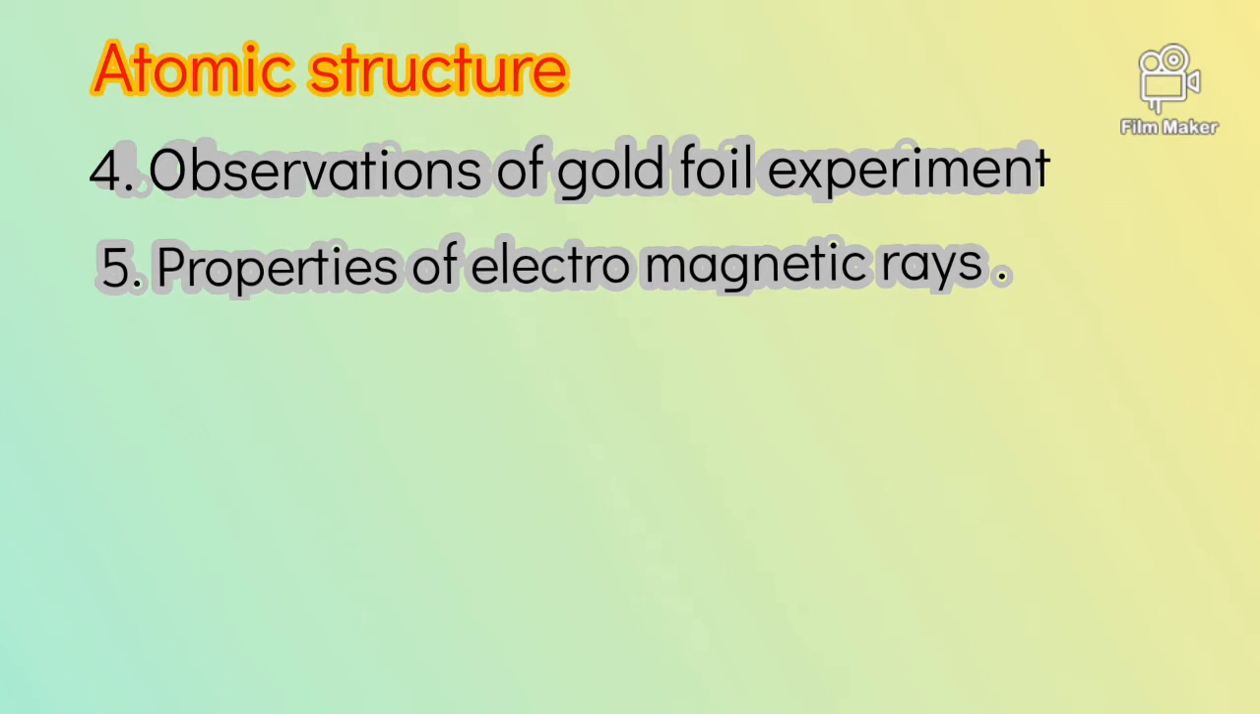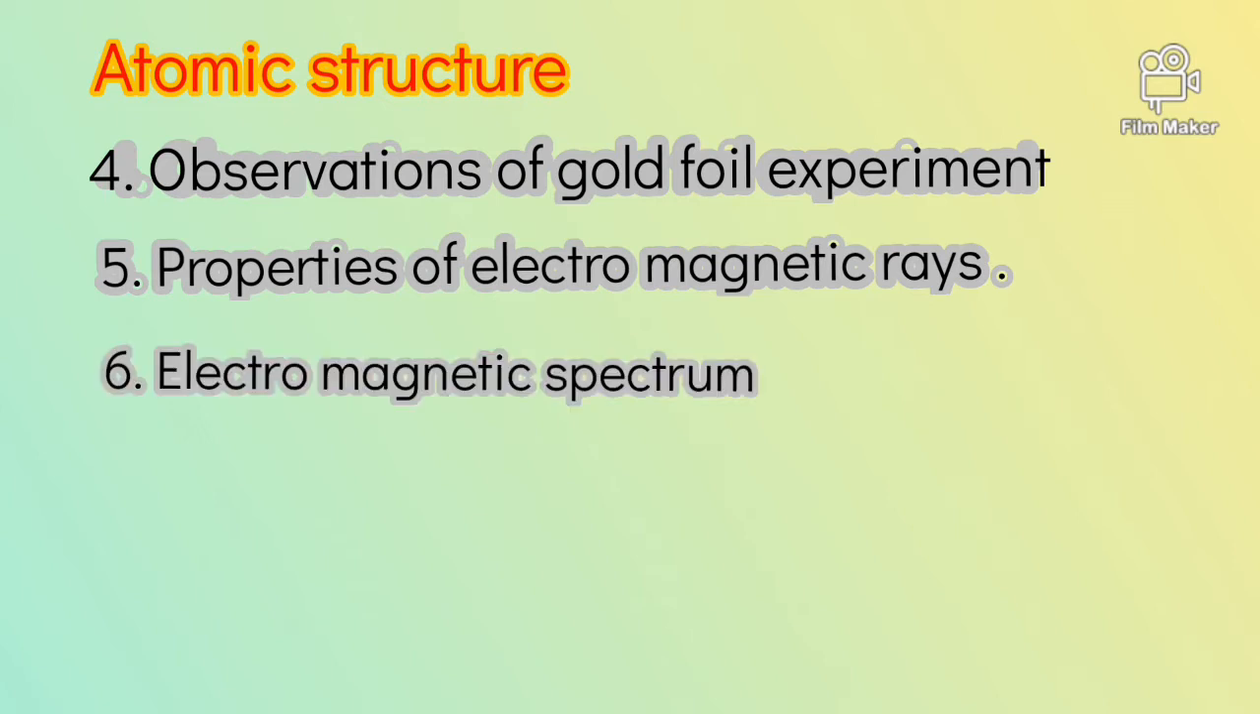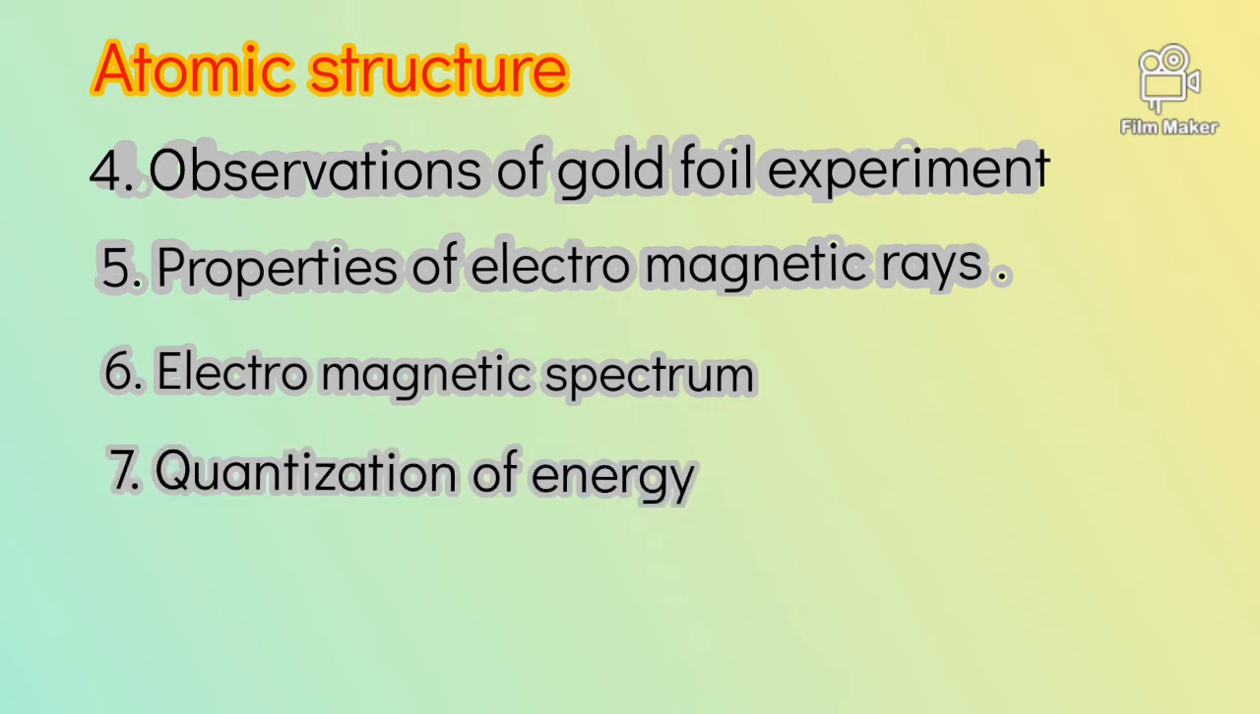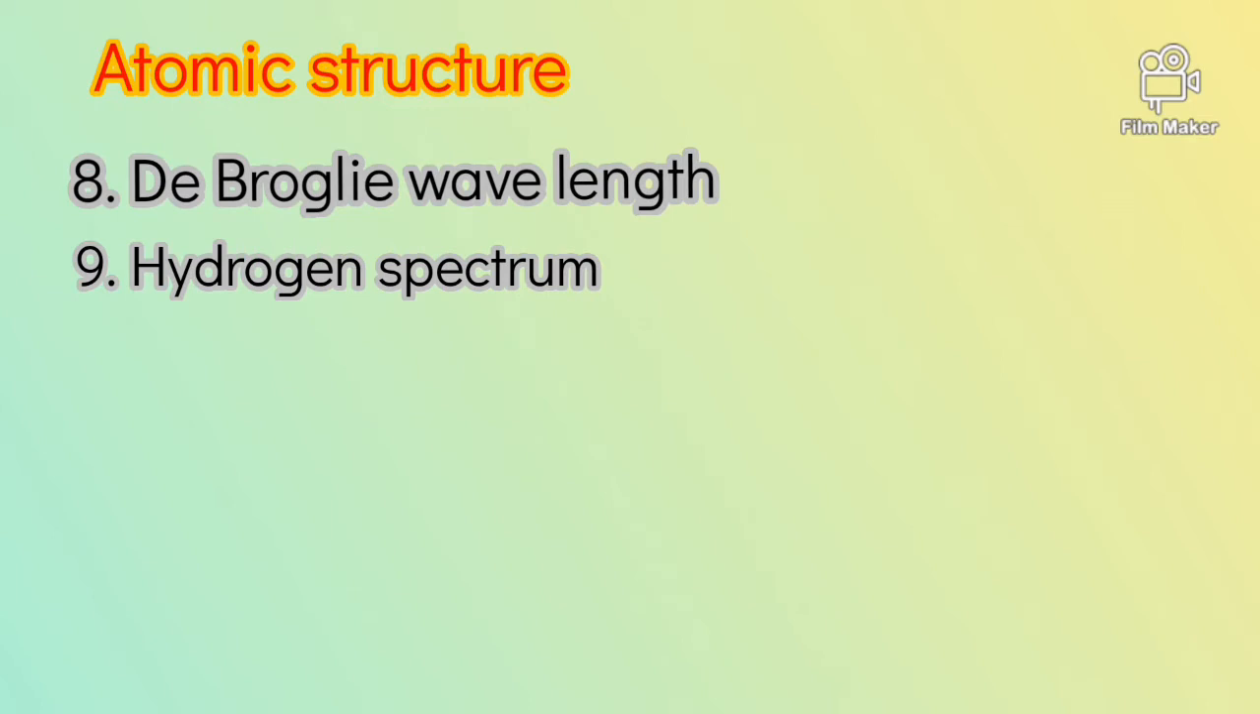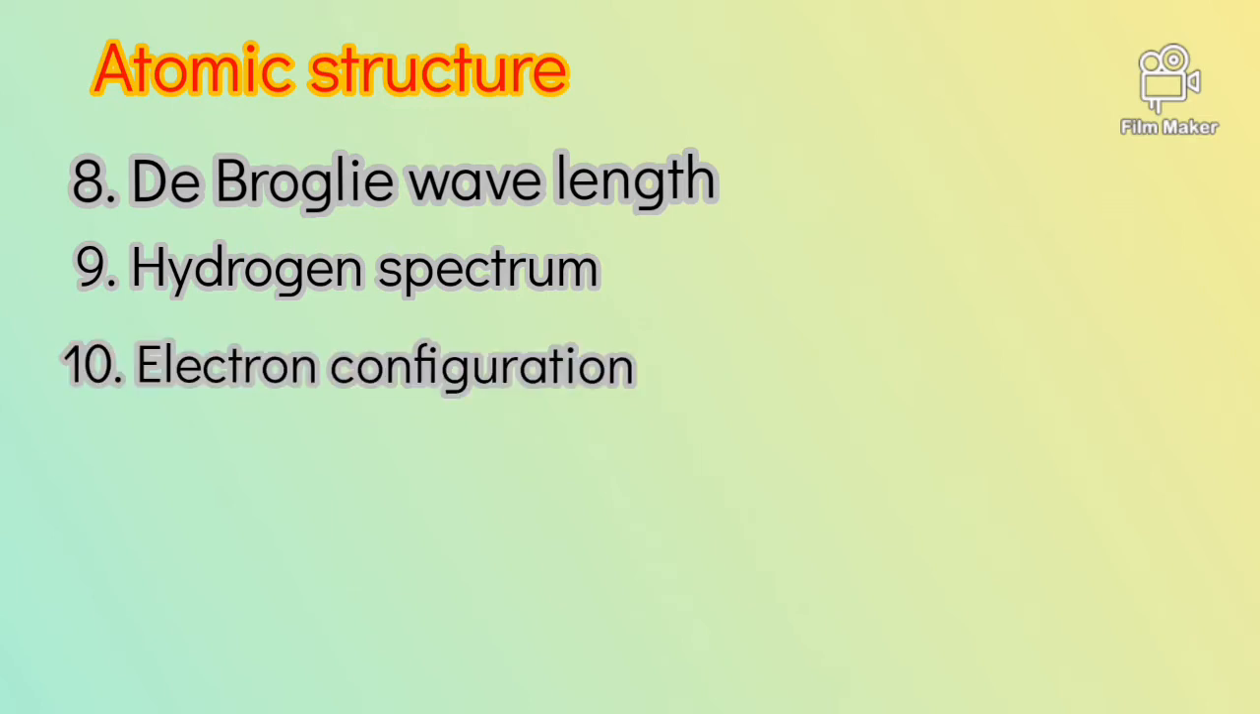Then properties of electromagnetic rays. Then we will discuss the electromagnetic spectrum. Then we will discuss quantization of energy. Then we will discuss de Broglie wavelength. Then we will discuss the hydrogen spectrum. After this, we will discuss electron configurations.